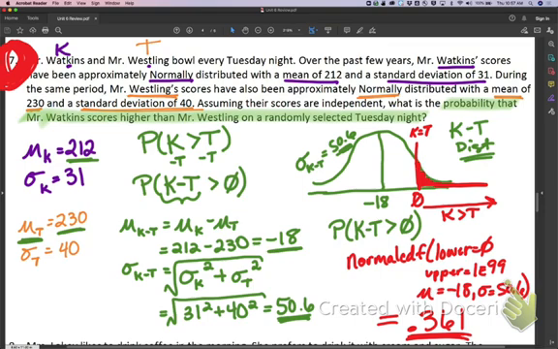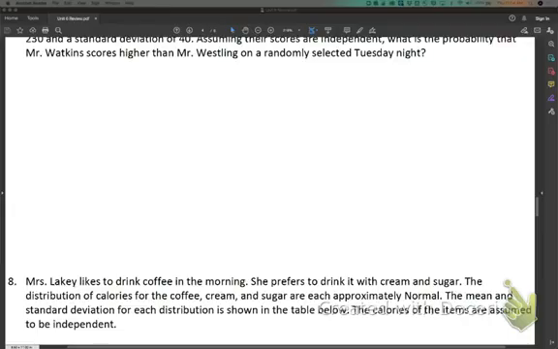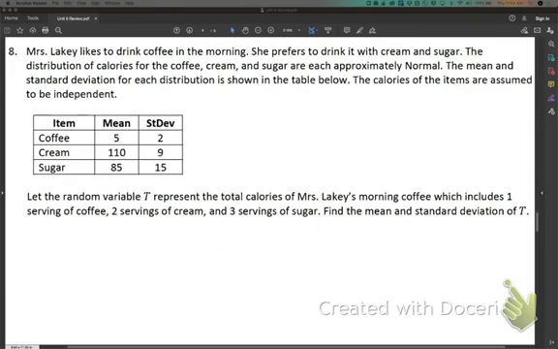Alrighty, let's look at number 8. Ms. Lakey likes to drink coffee in the morning. Yes, she does. She prefers to drink it with cream and sugar. The distribution of calories for coffee, cream, and sugar are all approximately normal. The mean and standard deviation for each distribution is shown in the table below. The calories of the items are assumed to be independent.